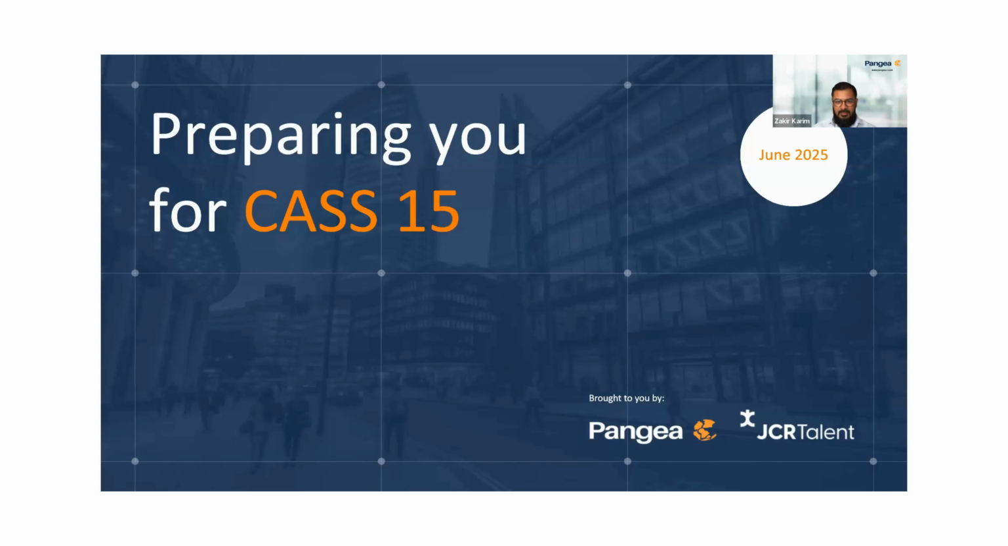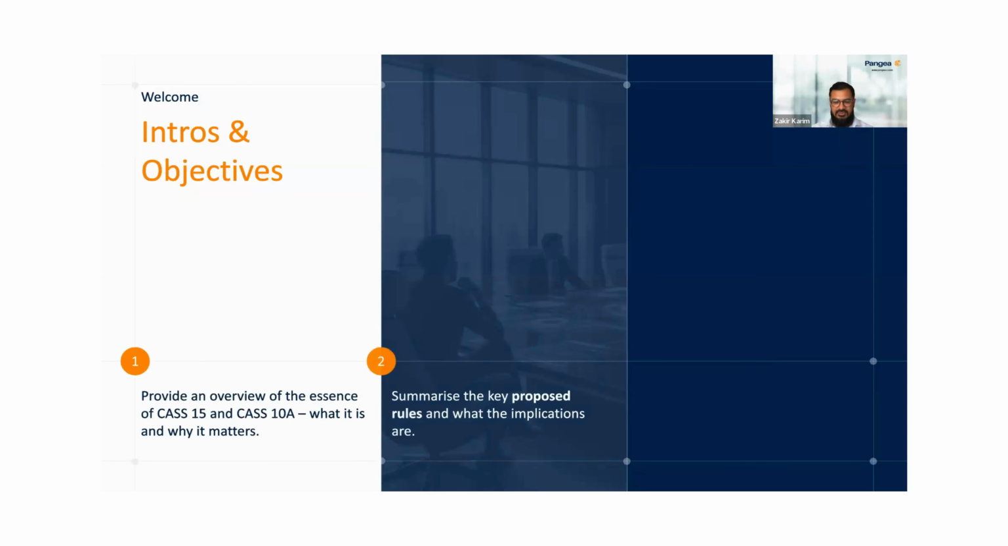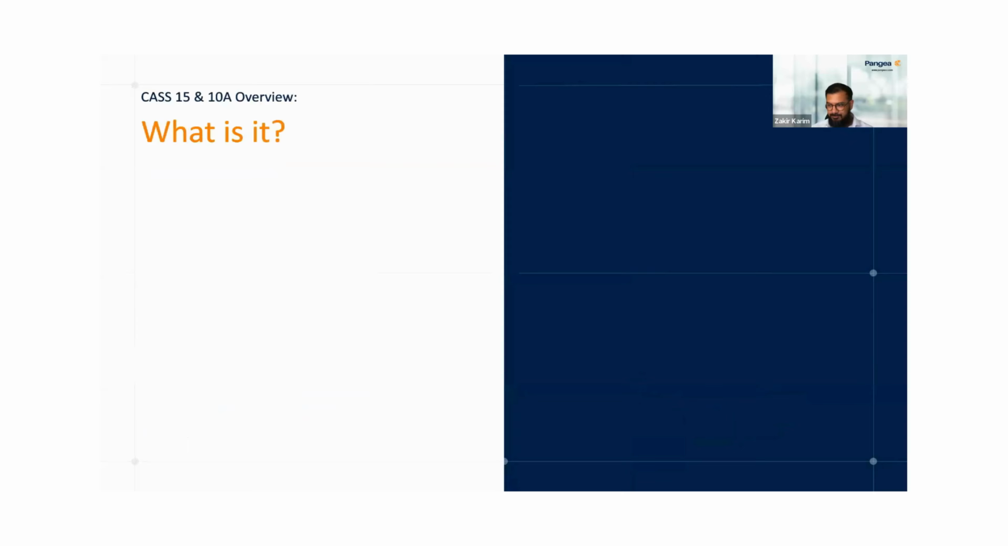Thank you, James. So today's session, we have a few objectives. The first one is to provide an overview of the essence of CASS 15. And with CASS 15, there's obviously the supplementary CASS 10A part as well, which is the CASS resolution pack aspect. So what it is, why it matters, so you all get a feel of what that will look like going forward. We'll summarize the key proposed rules and what the implications are for your firms and for yourselves as individuals. And finally, it's to provide some guidance and steps on how firms can prepare for the upcoming rules. So some practical steps to help you along that journey.